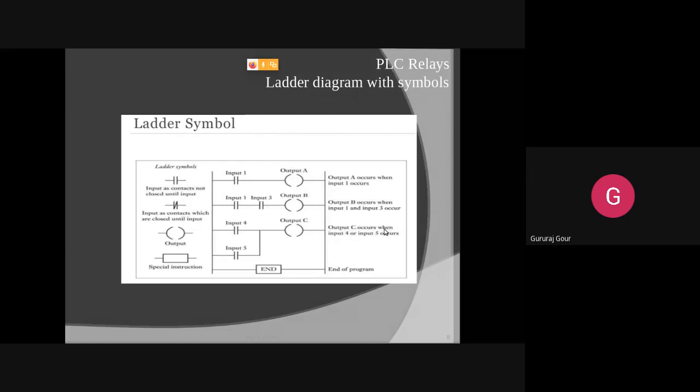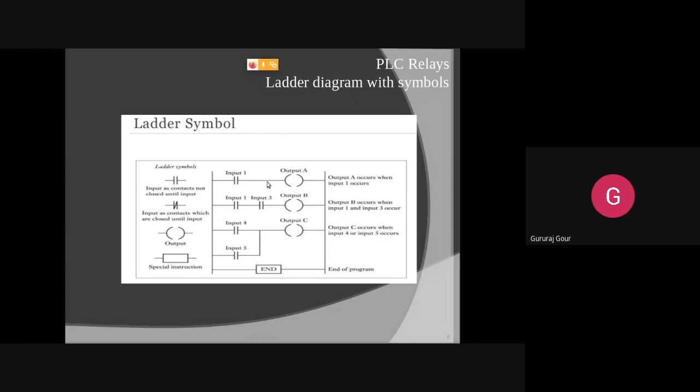And output C you can see occurs when input 4 or input 5 occurs. So this is something like an OR gate. Either this path you can reach C or this path you can reach C. OR is there. So this is the AND, input 1 and 3. This is the AND. This is OR.